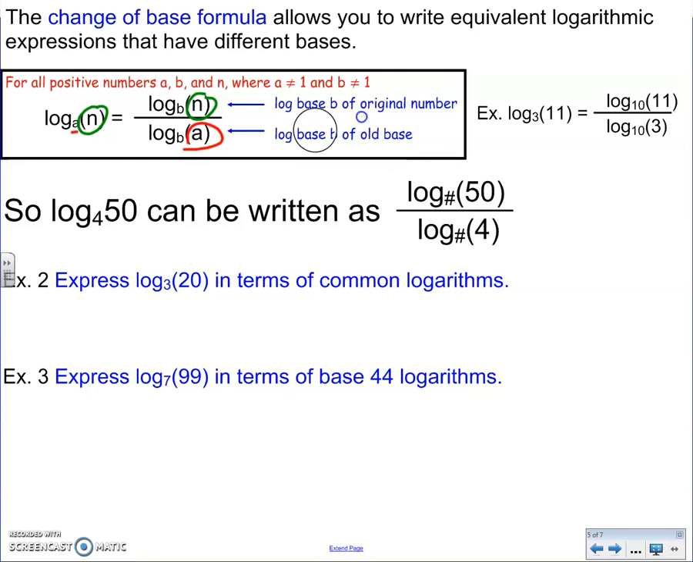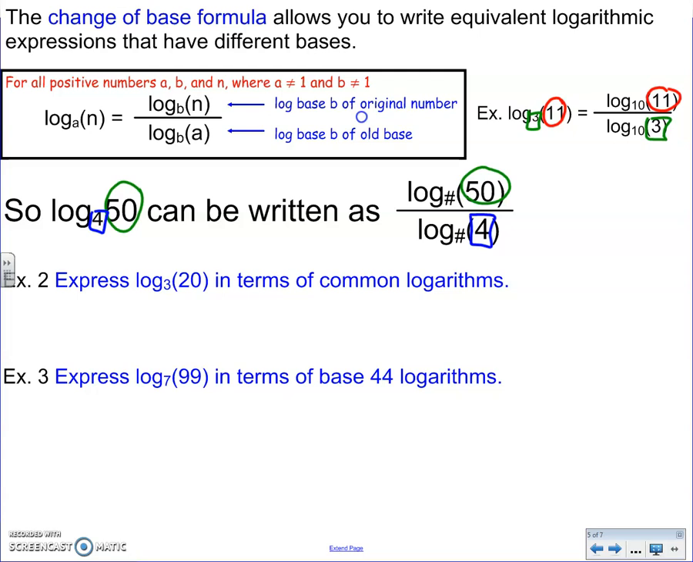Alright, so for example, on the right side I have log base 3 of 11 is the same thing as log base 10 of 11 over log base 10 of 3. Notice that the 11 is on top, and the 3, the old base, is on bottom. Over here it says log base 4 of 50 can be written as log base any number of 50 over log base any number of 4, and that's true, as long as the 50 is on top, the original number, and the old base 4 is on bottom.